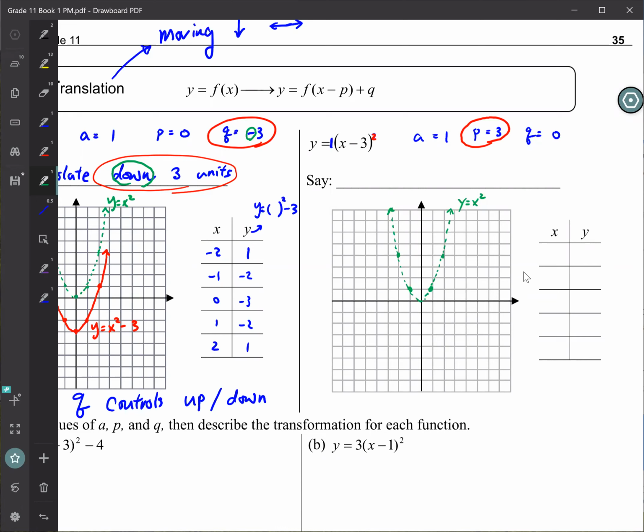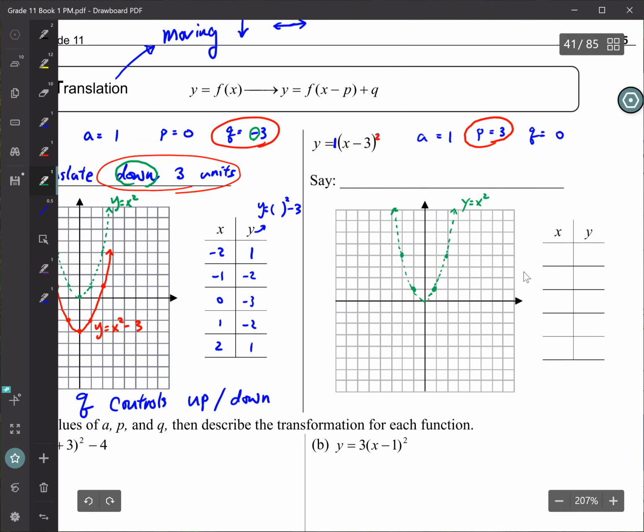Does P control left and right? Left and right, yeah? Okay, so P controls left and right, but which way though? Is it left or is it right? Any guess? Colin, what do you think? Would it be to the right? Why do you think it's right? Because if Q is positive and it went up, my guess is that if it's positive, it goes to the right. Okay, that's a very logical guess. Very good. Okay, positive is on the right side or going upwards, right?